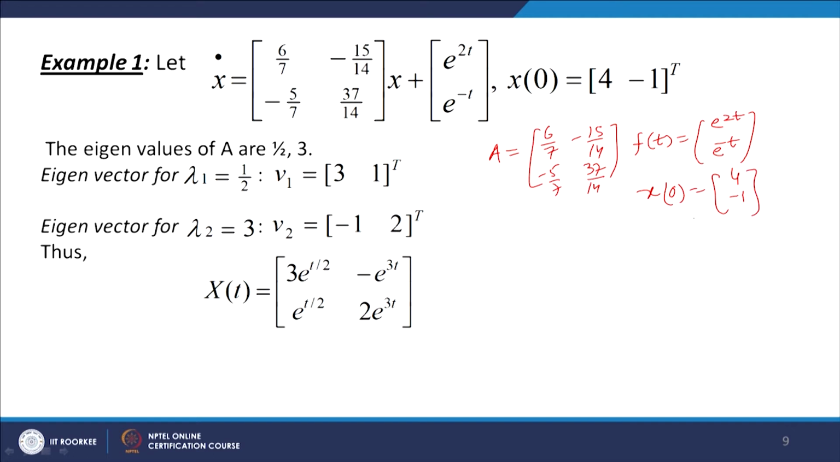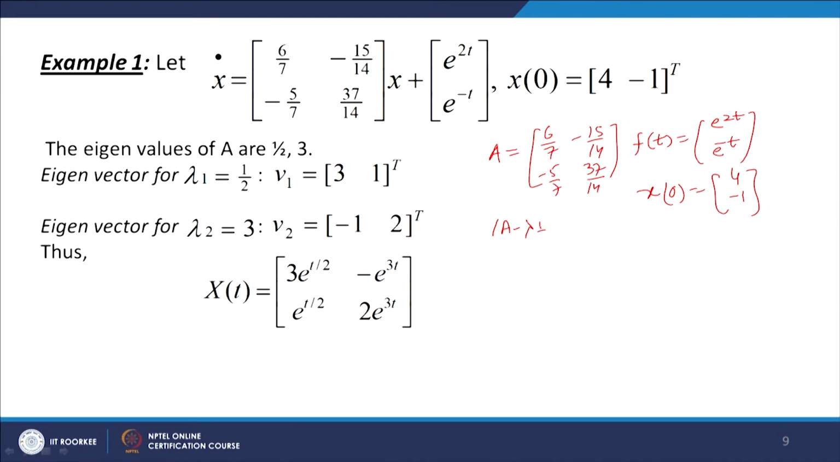So, first we will find the general solution of the non-homogeneous system x dot equal to Ax plus f(t), and then use the initial condition x(0) equal to (4, -1) to arrive at the solution of this initial value problem. Now, it is easy to see that determinant of A minus lambda I equal to 0 gives us lambda equal to 1/2 and lambda equal to 3. So, let us take lambda1 equal to 1/2, lambda2 equal to 3. So, we get the two eigenvalues which are real and distinct.